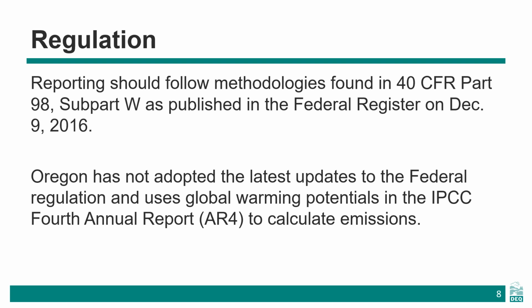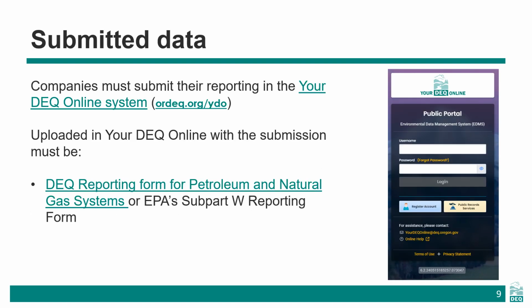It's important to note that while Oregon has adopted 40 CFR 98 subpart W, we have not adopted the most recent updates to that subpart of the regulation. Reporting should use the methodologies found in 40 CFR Part 98 subpart W as published in the Federal Register on December 9, 2016. Oregon still uses the AR4 global warming potentials to calculate those emissions.